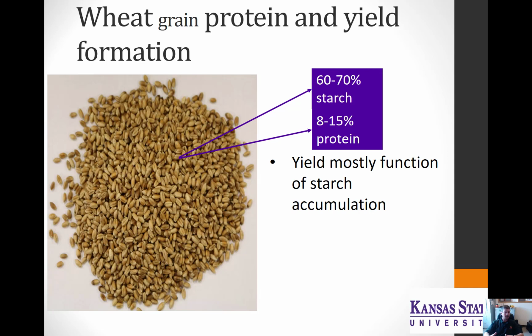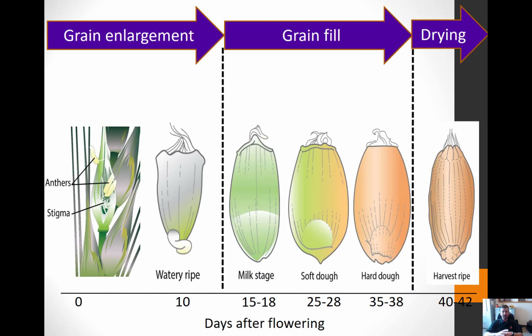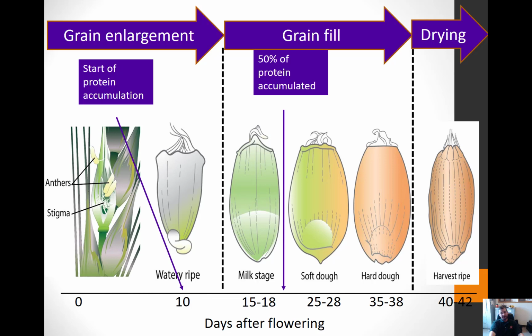Yield, the size of the berry, so the bigger the test weight, typically the more yield when you have the same berry count, is a function of the starch accumulation. The conditions that affect the starch accumulation will affect protein concentration. Now, as we go through these slides, we're going to talk about a few key areas. We have the grain enlargement time that started the protein accumulation about 10 days after pollination. You have 50% of the protein accumulated into that berry somewhere about day 20, so about 20 days after flowering, in between the milk and soft dough stage.